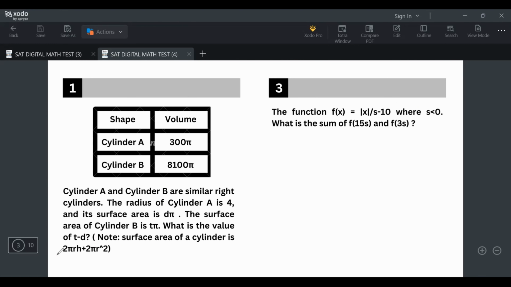Let's solve question number 3 and then move on to another question. So here you are given a function f of x. Let me write that. So f of x is equal to the absolute value of x divided by s minus 10. And he's asking what is the sum of f of 15s. So x is equal to 15s. And the other one is x equal to 3s.